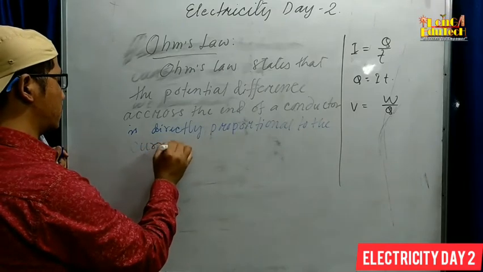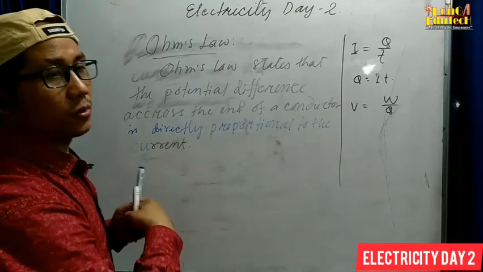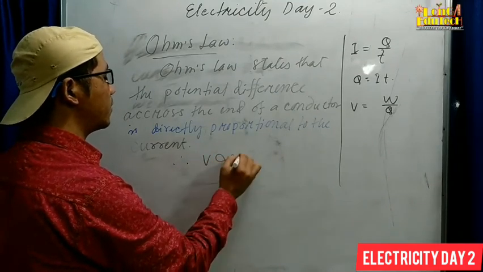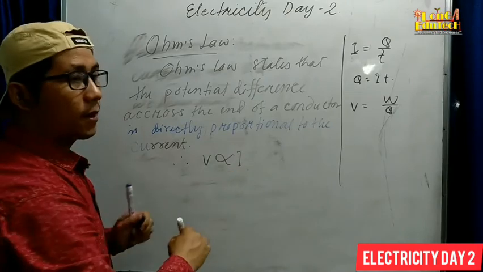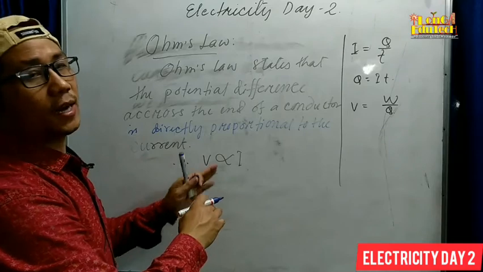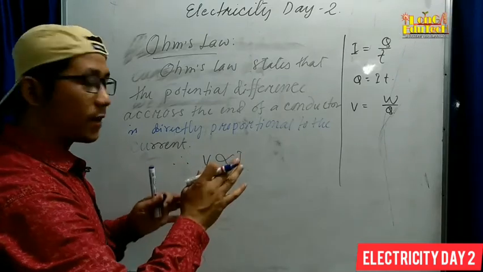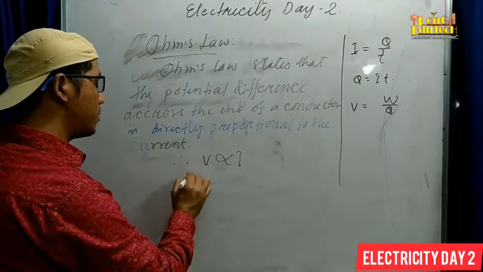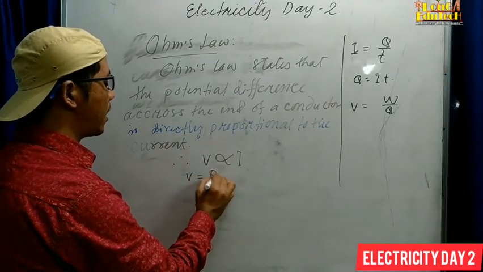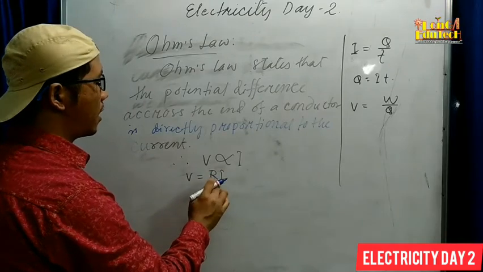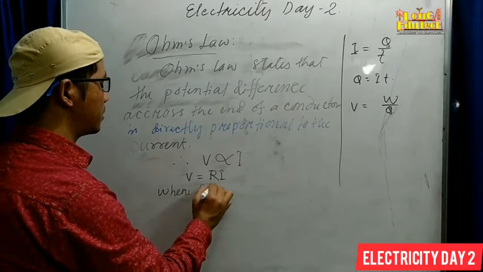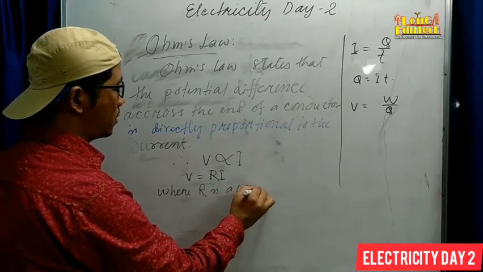Both are proportional, so if one increases, the other also increases. So here, V is directly proportional to I. This proportion means that if V is increased, then the current also will increase. Then a constant term comes in, that is V is equal to RI, where R is a constant, called the resistance.